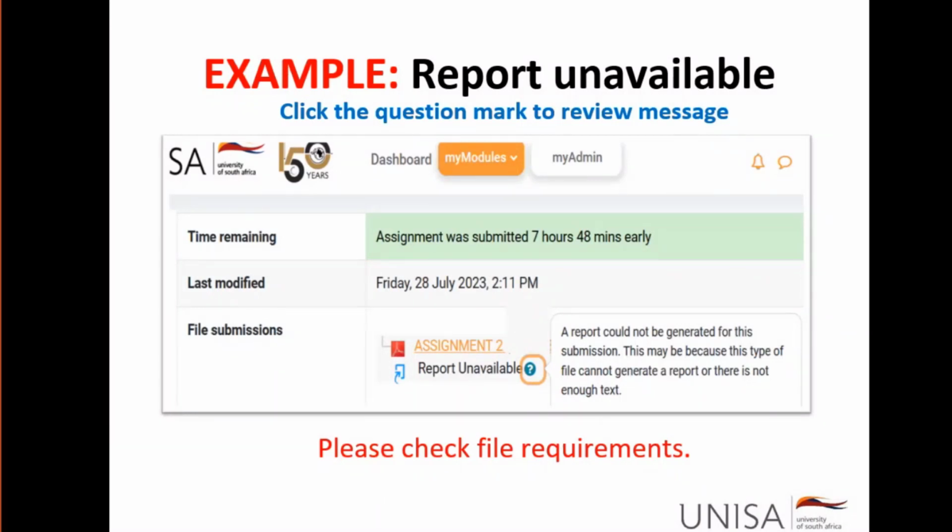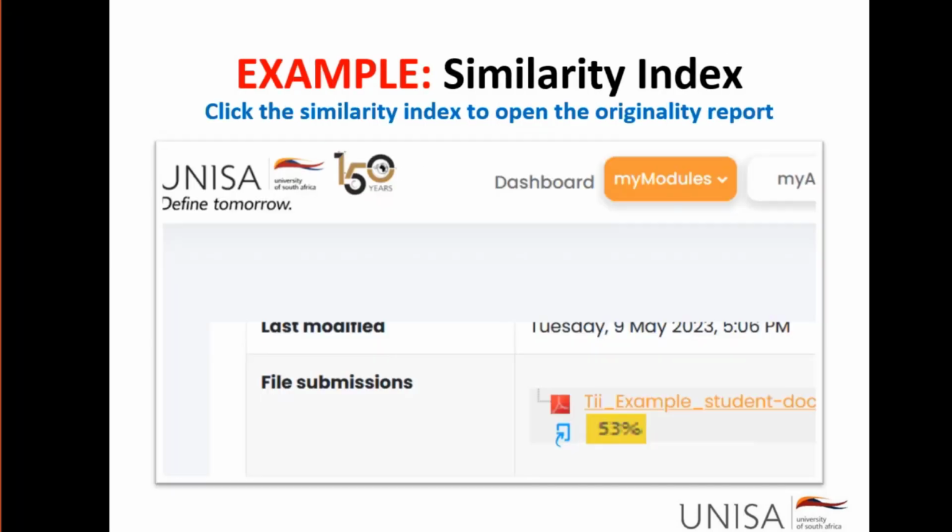You will lose the opportunity to do revisions. Do it well in advance, at least a week or 10 days before the due date, if at all possible. So allow sufficient time for the report to generate, so that you can have the opportunity to revise the work and discuss with your lecturer before you make the final submission.